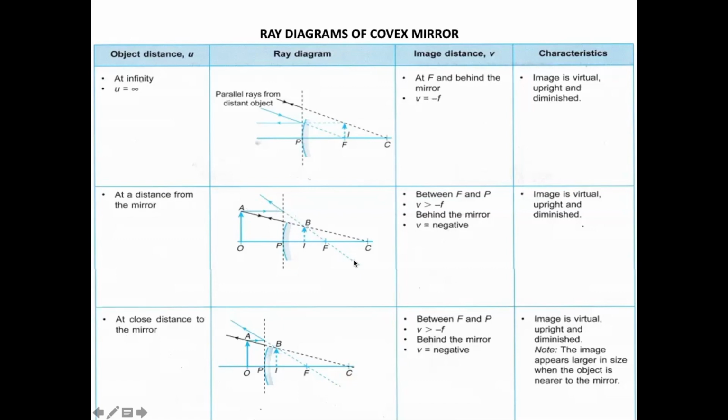So which rule number? Rule number 1. Second rule is rule number 3. Extend it to the center of curvature, it will come back in the same direction. The image formed is smaller, virtual and erect. We are going to bring this object further closer.